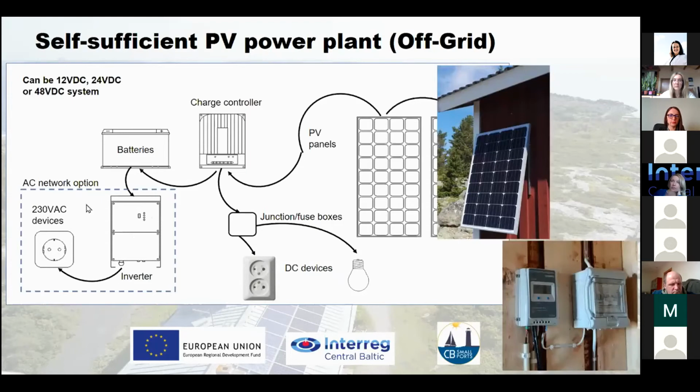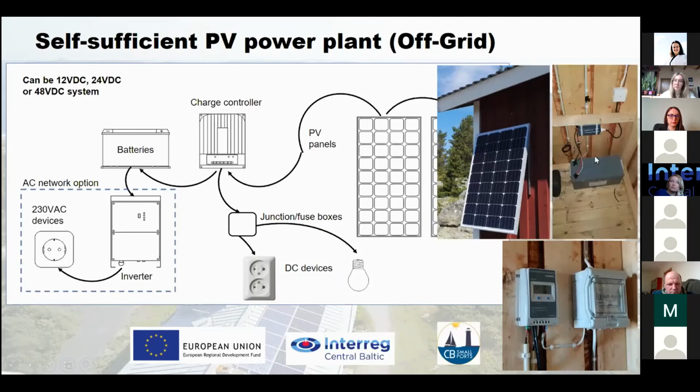An example, a picture from one island in one small port. There's a small PV panel on the wall, and there's the charge controller and switch box, and there's a battery under these. A very small system. There's also a small inverter, so the energy is converted in this case to AC and delivered to lighting of pathways.